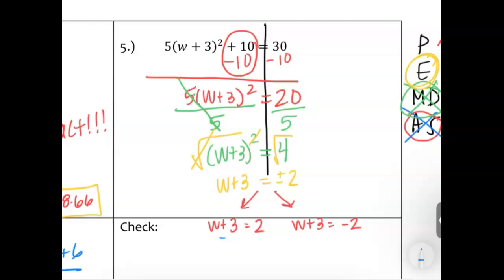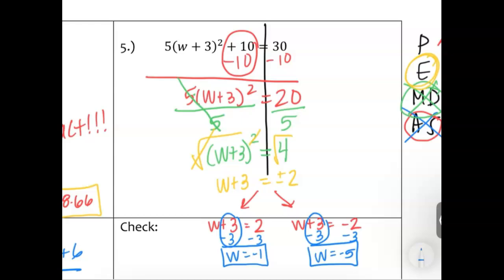So now when you solve for w and you subtract 3, you get that w equals negative 1 for one of the solutions. And then when we subtract 3 over here, we get that w equals negative 5. So it's okay to not have the same number. If we plugged in negative 1 here, or negative 5, it would equal 30 in the end. Okay, so that's squaring. Check out video number 2 for a couple square rooting questions, and then we'll get you working on some homework.